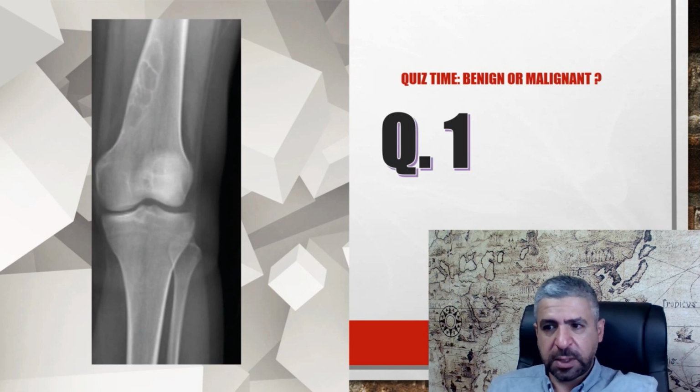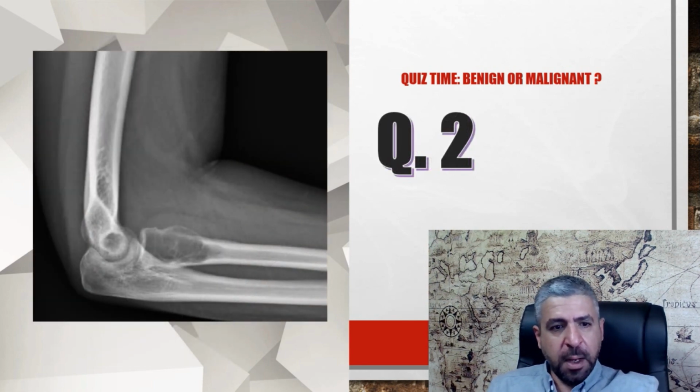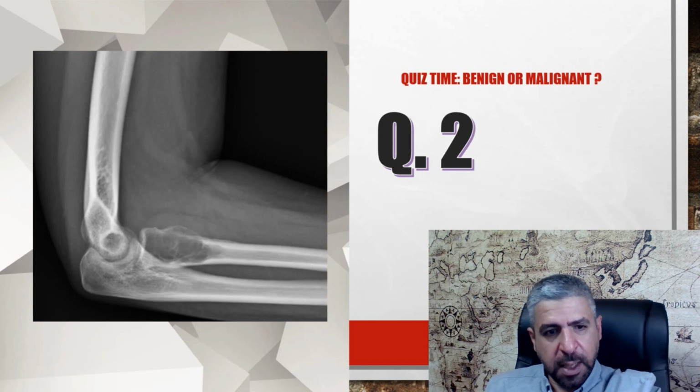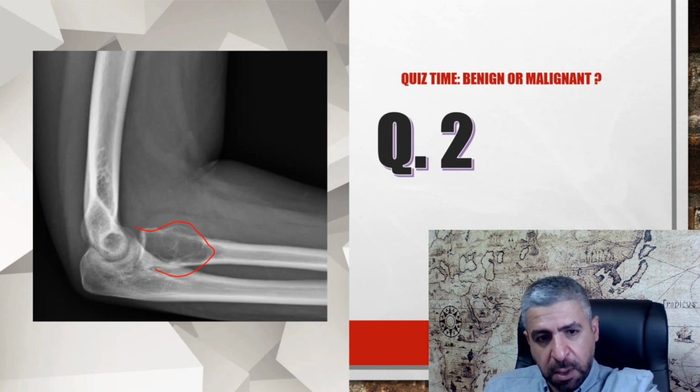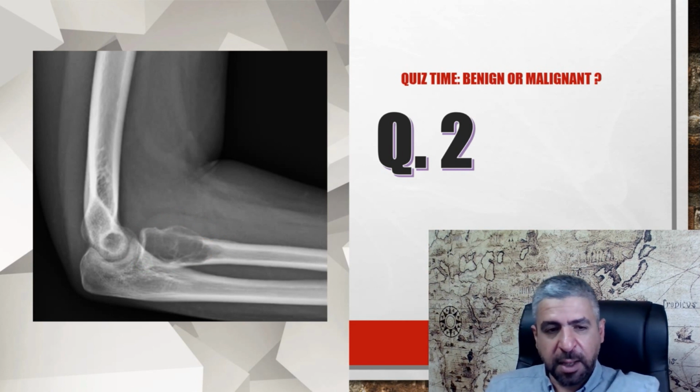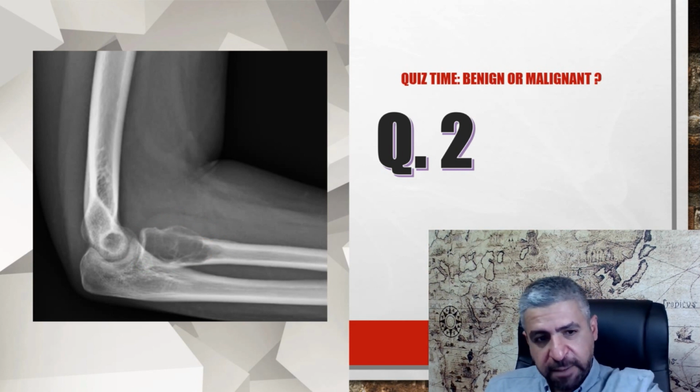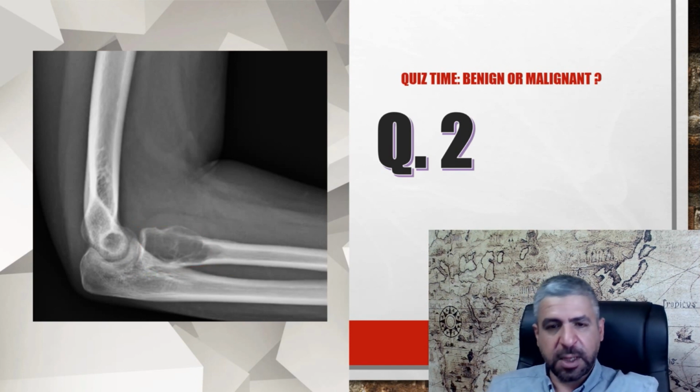So, let's go to the second lesion. Is this lesion benign or malignant? Again, as you can see, there are no signs of cortical destruction, a narrow zone of transition, very well defined, no soft tissue component, no bony destruction, the cortex is preserved, again indicating this is a benign bone lesion, and in fact this was a giant cell tumor. As you can see, it's extending to the articular surface after epiphyseal closure, so it's a giant cell tumor.